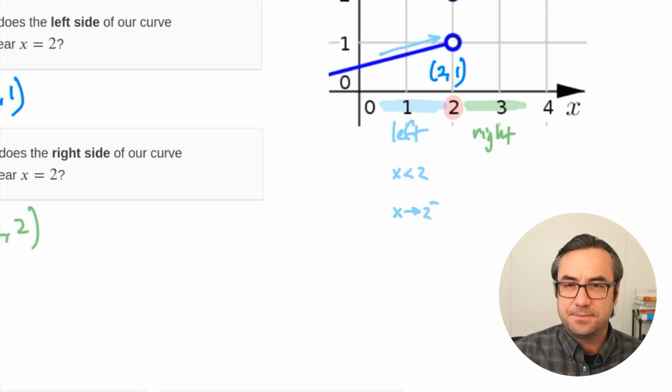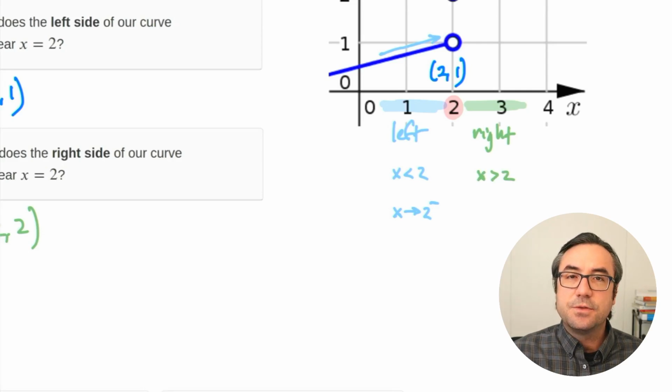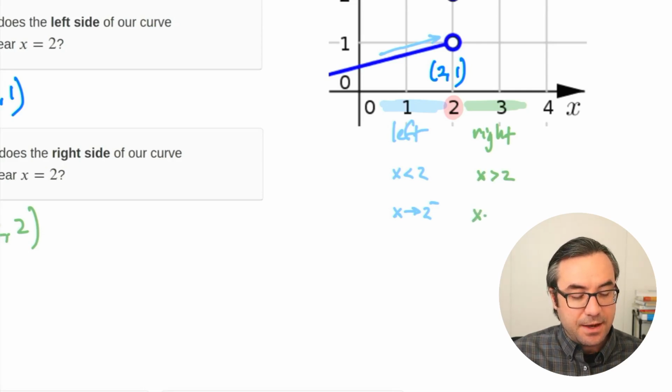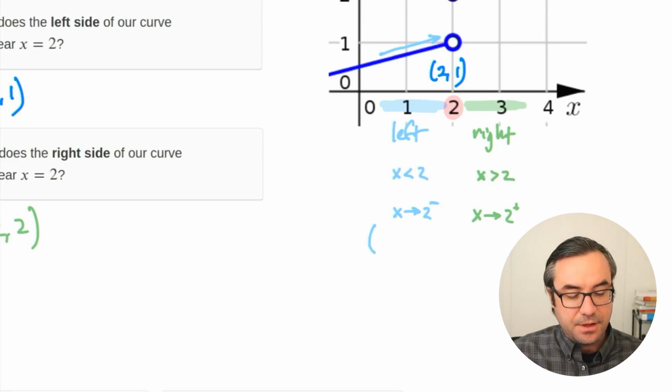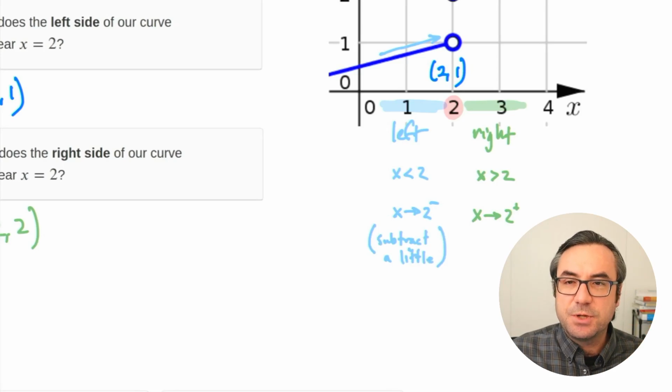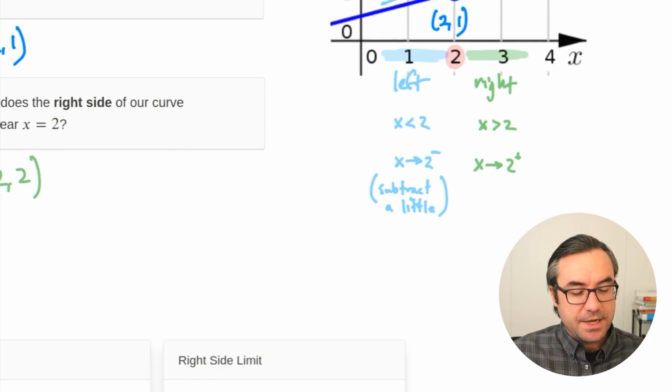And on the right side, what are we doing? We're using x values that are a little bit bigger than 2. So the idea is we're going to be using x values that are getting closer to 2, but are slightly bigger, add in a little bit extra. So you want to think of the left-hand limit as just subtract a little. So we're close to 2, but just subtract a little bit off. And for a right-hand limit, in this case, we're adding a little bit.